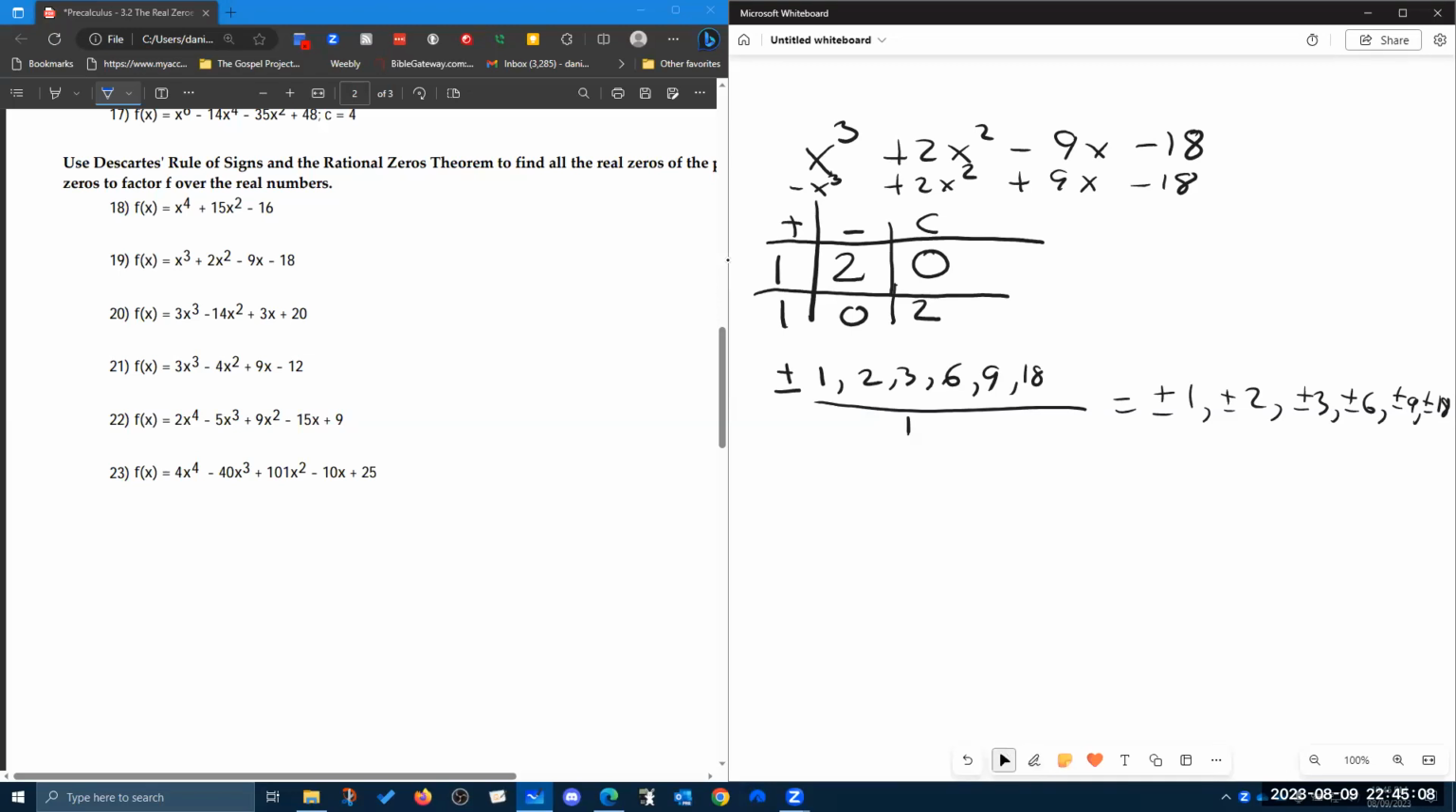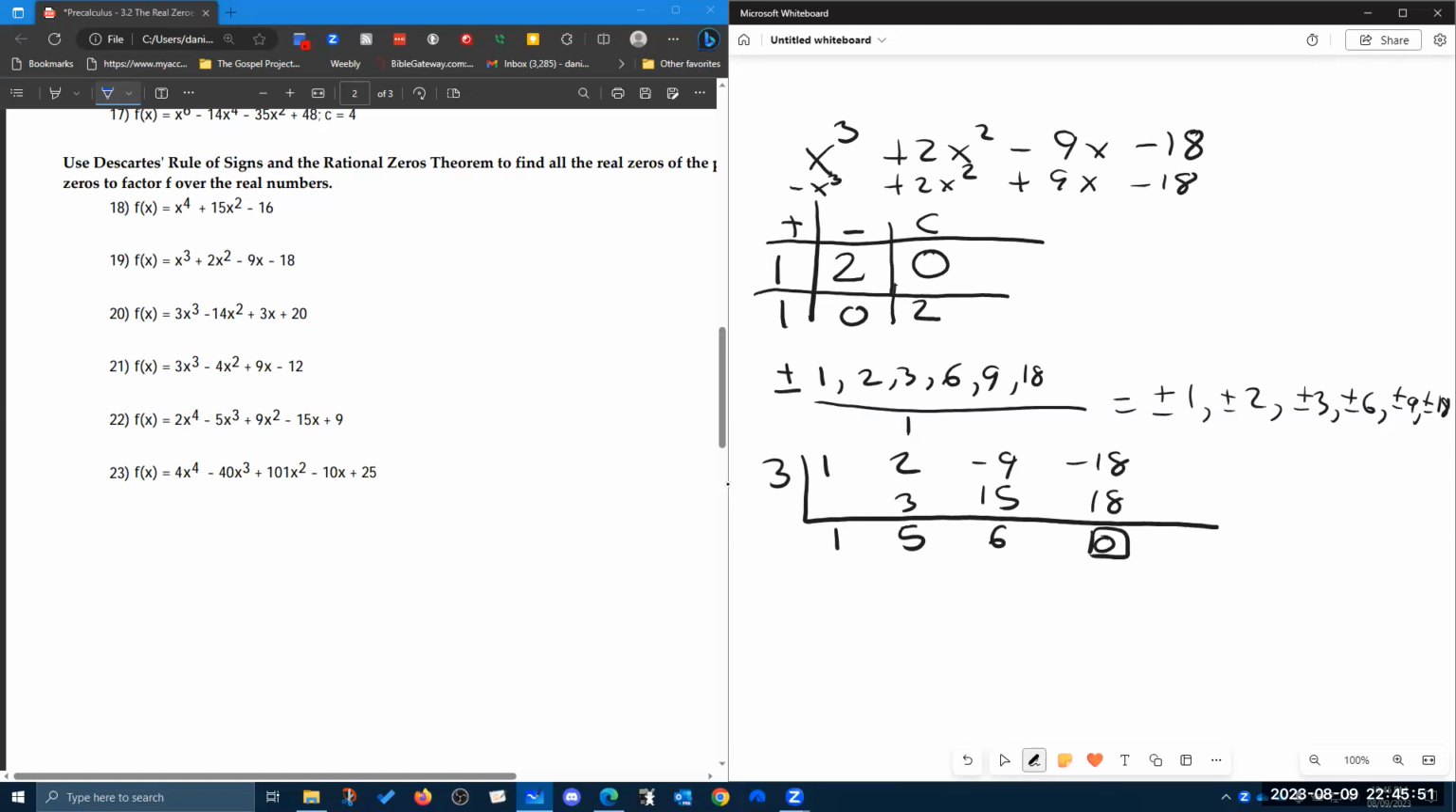One is not going to work this time. Two is not going to work. Three is going to work, I believe. Let's check it out. Okay. And then if I want to take it further from there, I found my one positive answer. I'm going to have to try and get a negative answer or two.